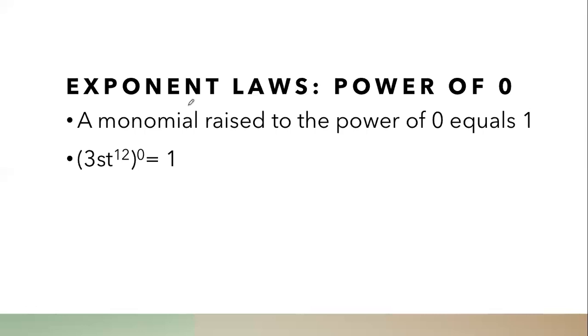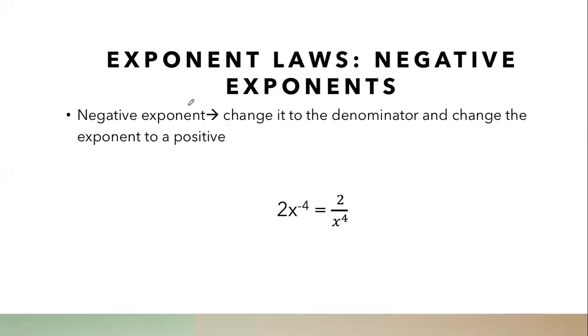Last one, and then I'm done. Anything with a negative exponent, you don't want negative exponents. If it has a negative exponent, then it's not all the way simplified yet. So to get rid of the negative exponent, you would move it to the denominator and change it to a positive.